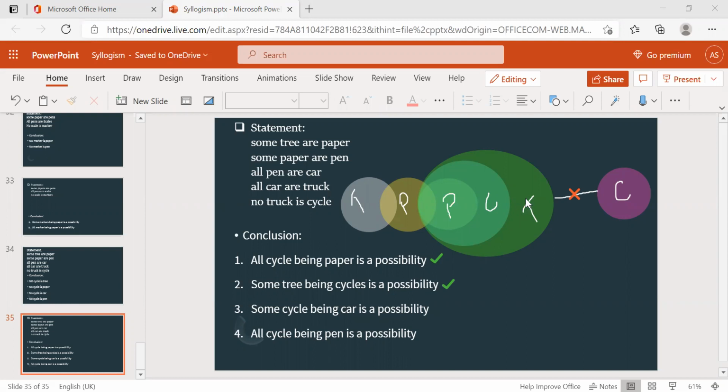No, definitely it is showing there is no connection between truck and cycle, and the cars are all included in truck only. So there is no connection between cycle and car. So some cycle being car is a possibility: wrong answer actually. They're clearly saying there is no connection between truck, cycle and pen also. All cycle being pen is a possibility: wrong answer. So by just learning the three magical notes, you can solve any type of syllogisms, right? Another example, we'll see.